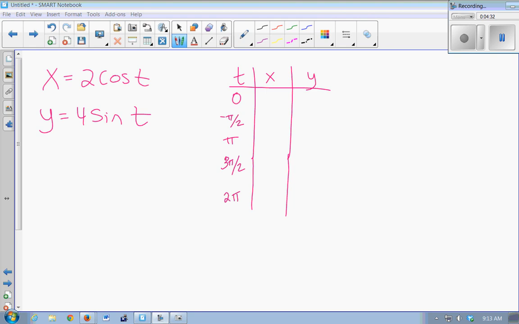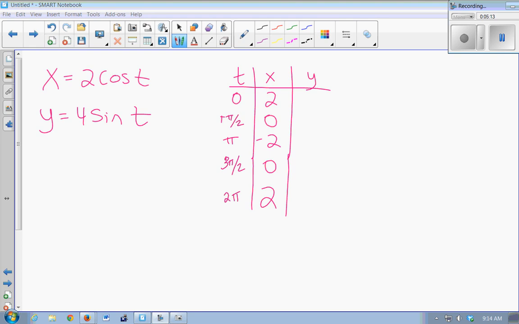If I plug a 0 into my x formula, what's the cosine of 0? 1. So 2 times 1 is 2. Pi over 2: what's the cosine of pi over 2? 0. Times 2 is 0. And cosine of pi? Negative 1 times 2 is negative 2. Cosine of 3 pi over 2 is 0, times 2 is 0. And the cosine of 2 pi is 1, so we get back to the 2 again.